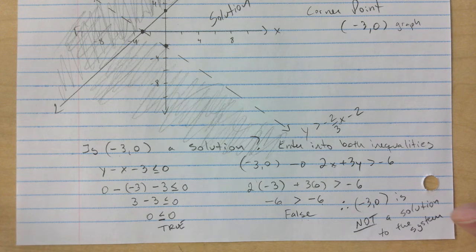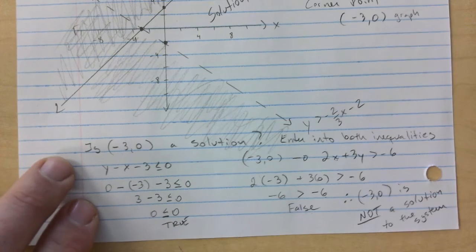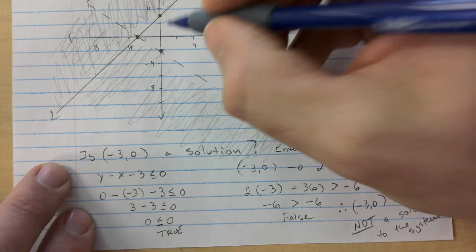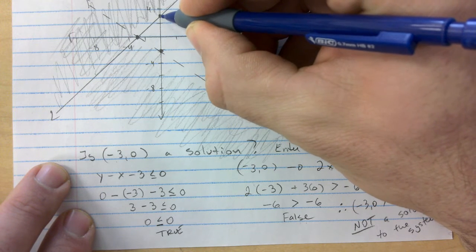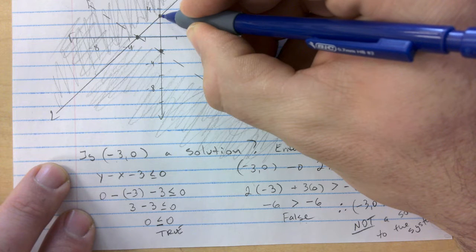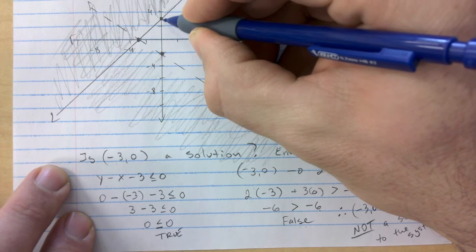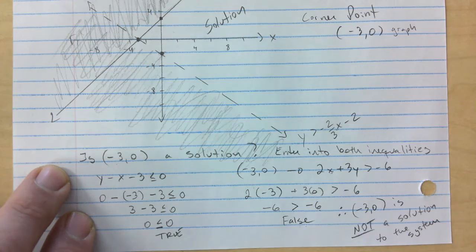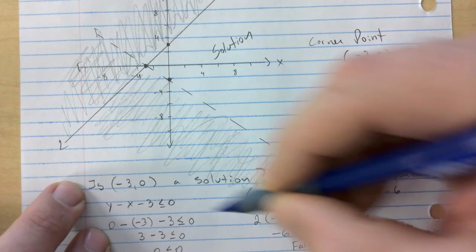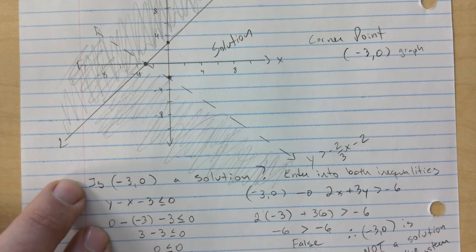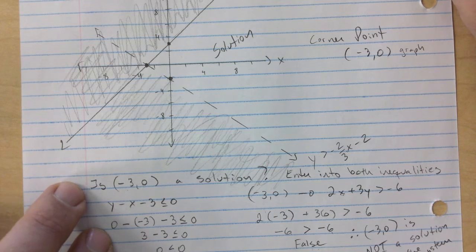And so the other point that I'm asking for is 0, 3. And I'm not going to do it here, but 0, 3, is that part of the solution? What do you think? 0, 3. Yeah, because it's on a solid line, so you're okay. Okay. And if you wanted to test it, you enter it into both inequalities, and you would get true for both of them. Okay. That's how you do questions like that.